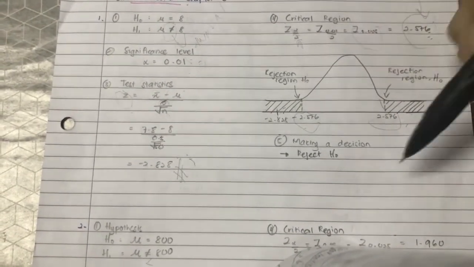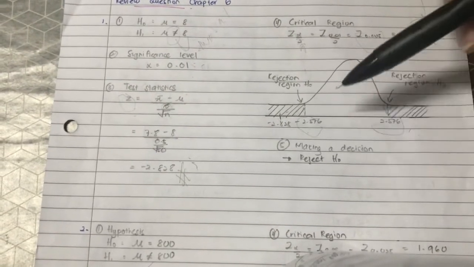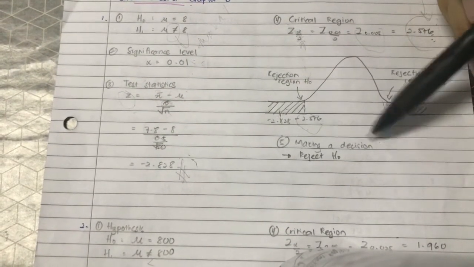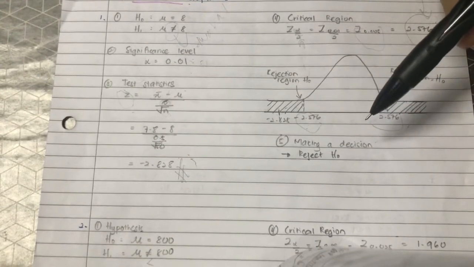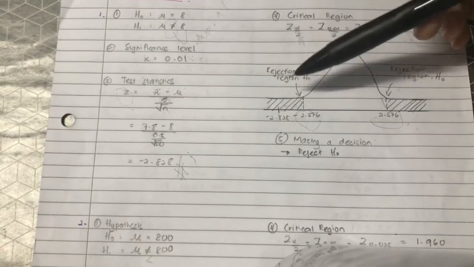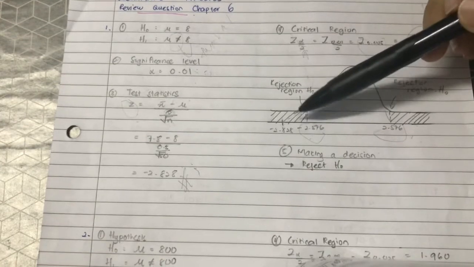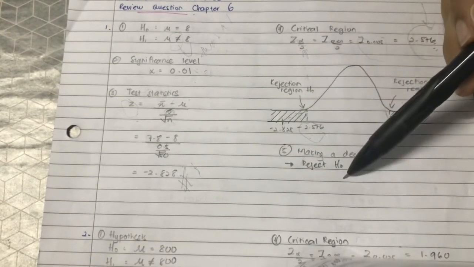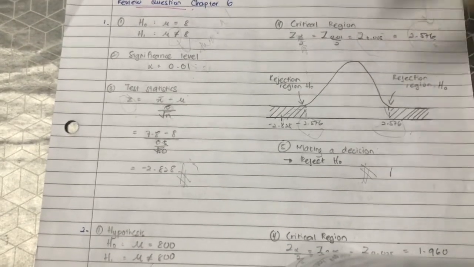So step 5, you just say the decision: is your H0, which is the null hypothesis, rejected or not rejected? For this question, you can see it is located in the rejection region, right? So my decision is to reject H0. So that's all.